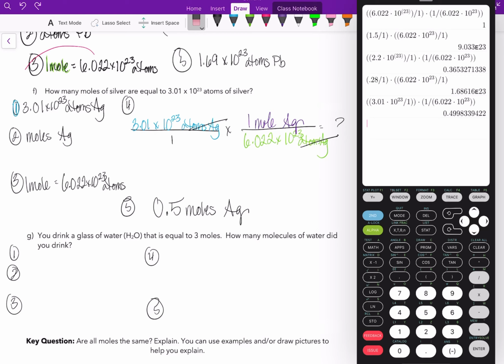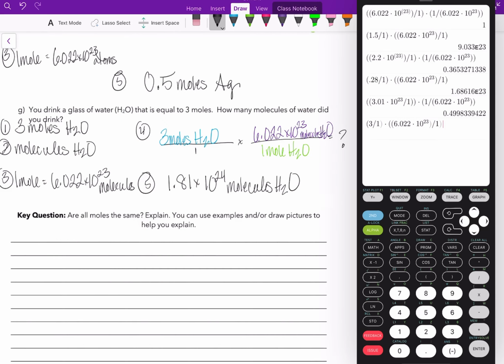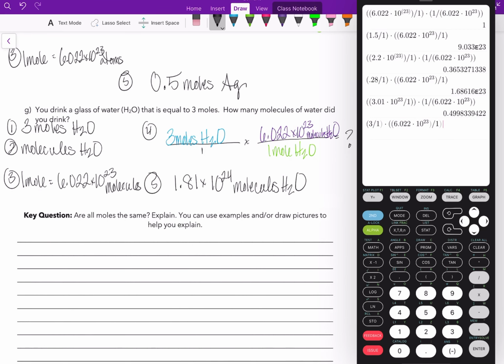And 0.4998, we'll just round that to 0.5 moles Ag. And I used Ag because Ag is the symbol for silver on the periodic table. Okay, so for this last problem, we'll go over it. Hopefully you're feeling more proficient in these problems by now and you were able to get this one.